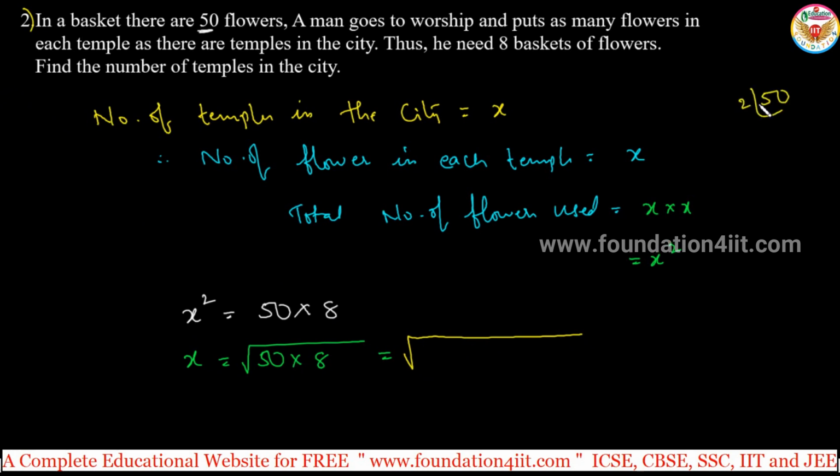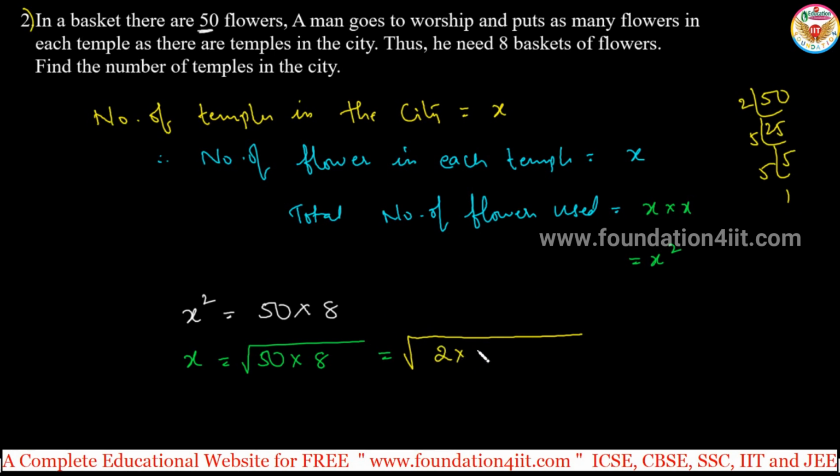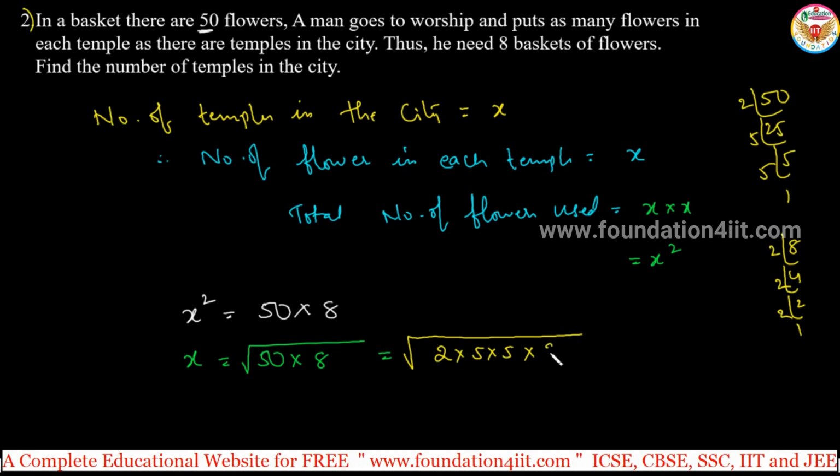50, if you do 2 into 25, again 5 5s are 25. So 50 is 2 into 5 into 5, right? Into again the place of 8, 8 we can write 2 4s are 8, 2 2s are 4, 2 1s are 2. So for this, 2 into 2 into 2. Now every pair we can take one.